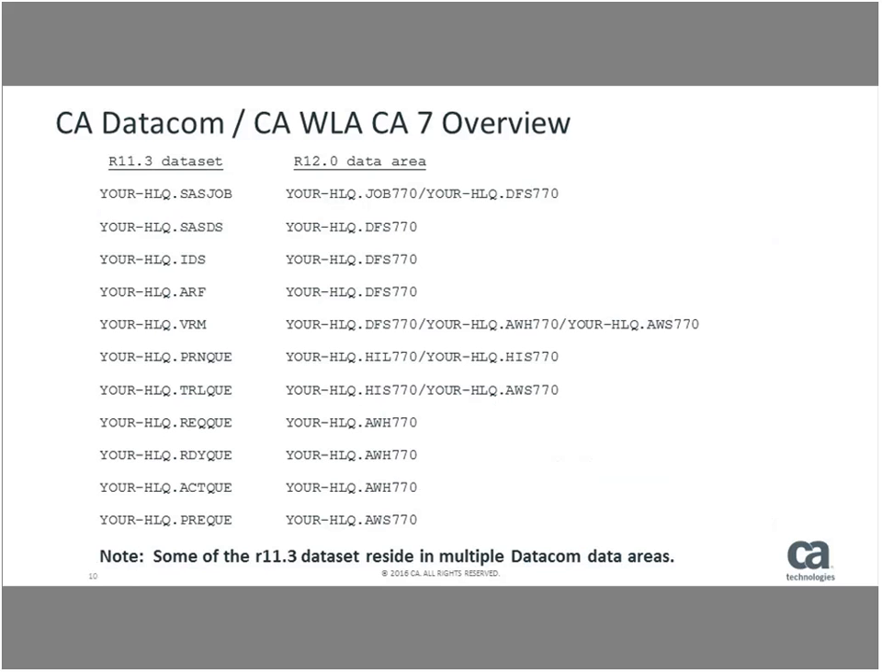Here is a quick cheat sheet on your 11.3 or pre-11.3. The SAS job per se, they reside in two data areas like the job 770 and the DFS 770. Your prior run queue will also reside in two different areas. So here's a quick cheat sheet on where the different data areas of your previous data sets are. The one thing that I did miss here is the IXX 770.